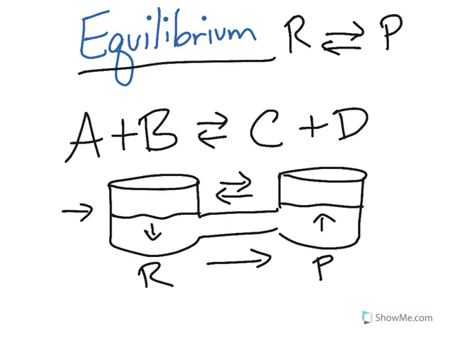Now, conversely, let me go ahead and make some erasures. All right, now if I add a little bit more water to the right bucket, which is adding more C or more D in my equilibrium reaction, this level of water starts to go down because the water shifts over to the left, which makes more of the reactants. And then at some point, those levels will be at the same height again.